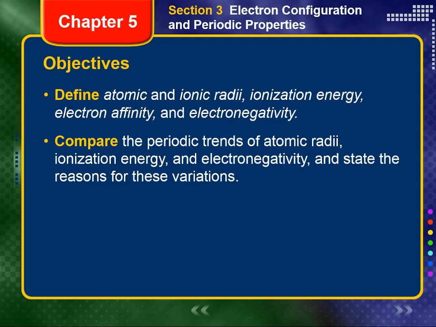These two objectives will be covered in two parts. At the end of this part 2 video, you should be able to fully define atomic and ionic radii, ionization energy, electron affinity, and electronegativity, and compare the periodic trends of atomic radii, ionization energy, and electronegativity, as well as state the reasons for these variations, with the exception of electronegativity, which will be covered in the next video.